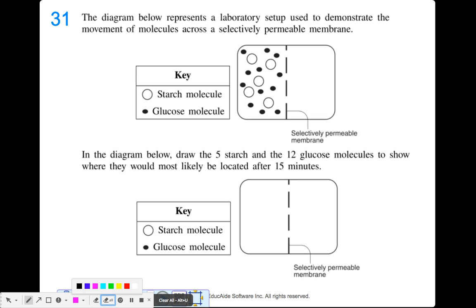Alrighty, we are so close to almost being done, and you guys can go enjoy your Thanksgiving. Okay, number 31. All right, some of you guys got stuck on this one too.